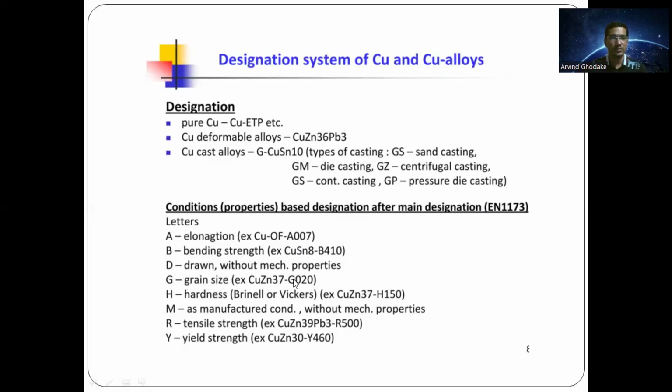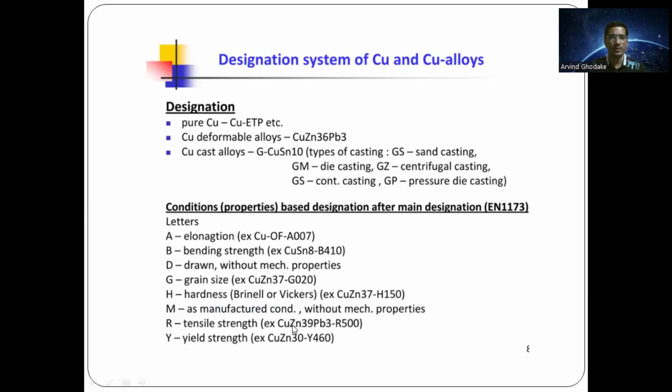G is the grain size, for example copper zinc 37 alloy with grain size 020. H is for hardness, either Brinell hardness or Vickers hardness, for example copper zinc 37 alloy with hardness 150. M is the manufacturing condition or method without mechanical properties. Then R is the tensile strength.